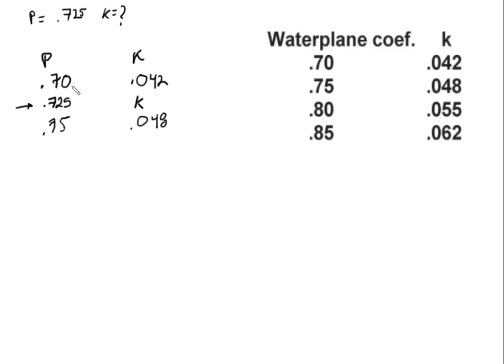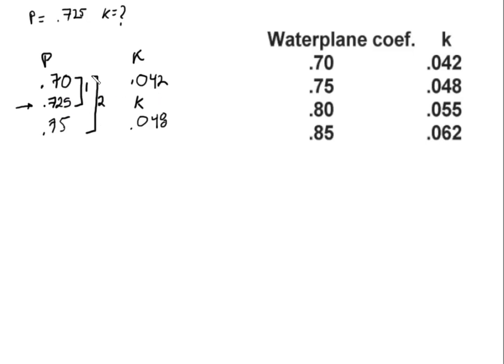Now what I'm going to have to do is set up some proportions. I'm going to start over here on the P side. The difference between these two I'm going to call number 1, and the difference between these two I'm going to call number 2. Number 1 was the difference between my actual P value and the lower number. The difference between the brackets, 0.70 and 0.75, is labeled number 2. It makes sense: 1 is the small one, 2 is the big one.